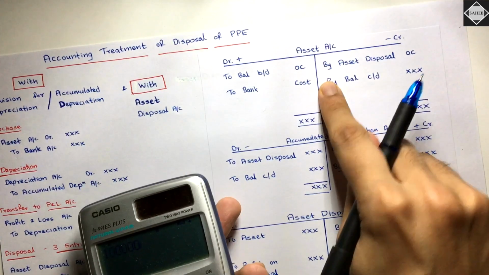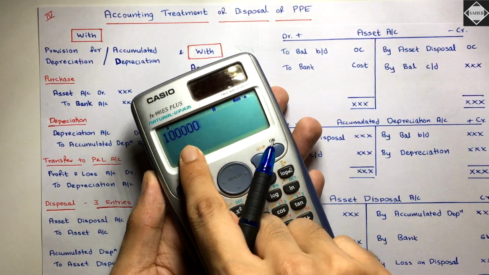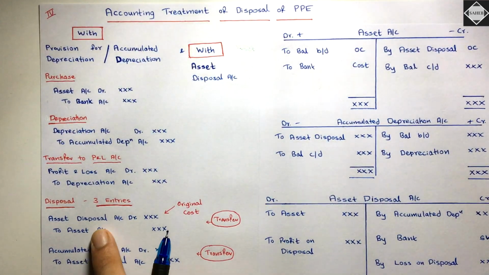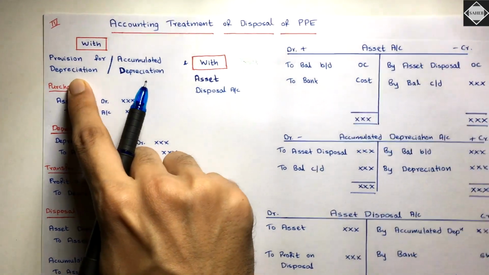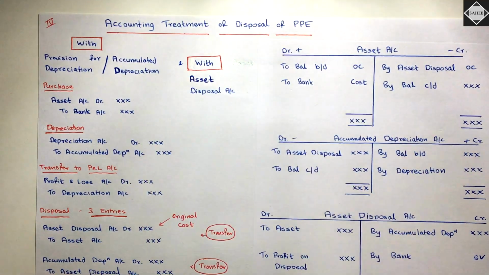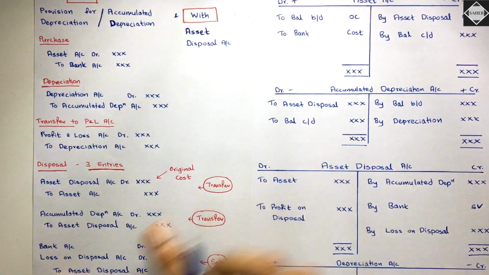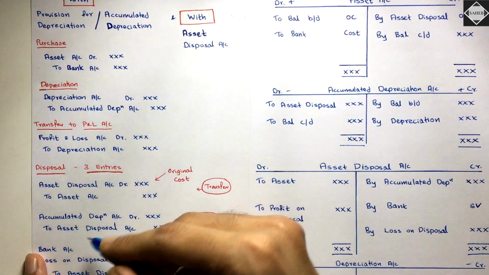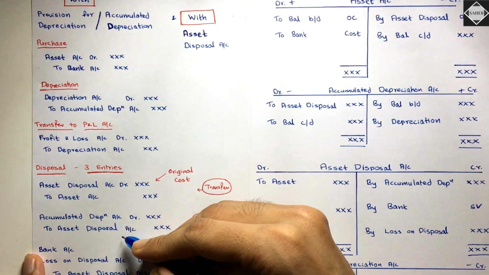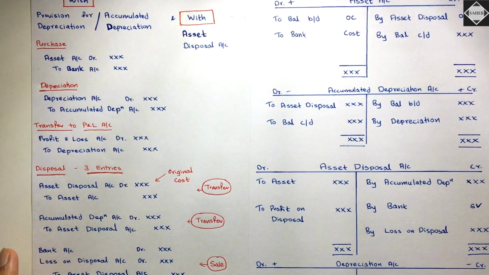But in the asset account, it is at its original cost only. So when it went to asset disposal, it went at its original cost, because we are maintaining a provision. When we maintain the provision, the asset will stay at original cost. You all know that, right? So in the very next entry, we have to transfer accumulated depreciation to asset disposal.